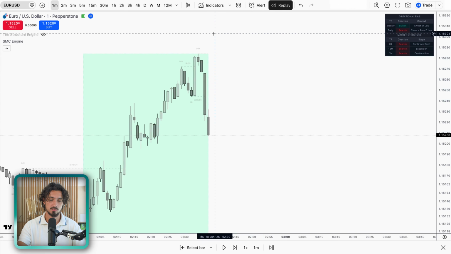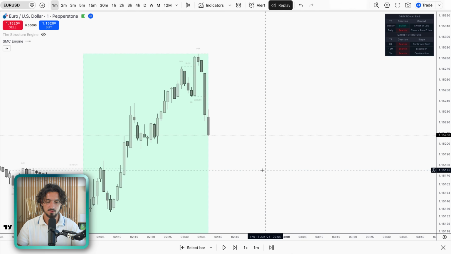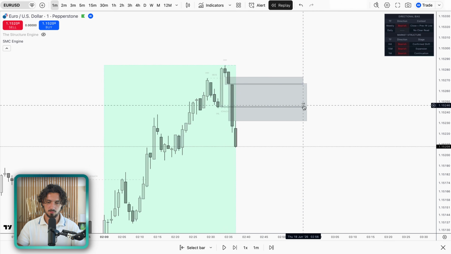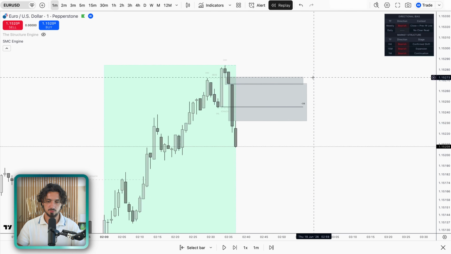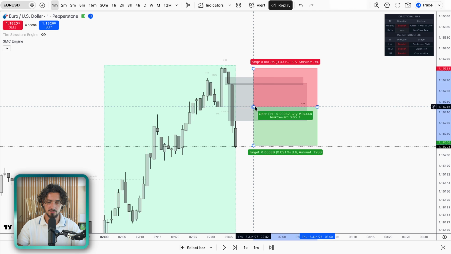Or what I can do is I can just toggle my order blocks and fair value gaps, keep them bias aligned only, so it's in direction of the trend, and it will do it for me. You can see order block and then fair value gaps. And then I can choose which one I want to trade from. In this instance, I would trade from the order block, and I would put my entry on here.